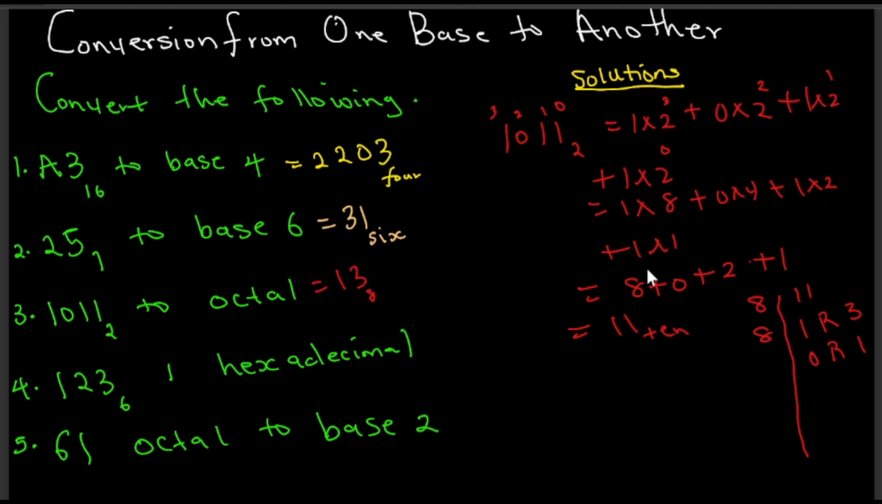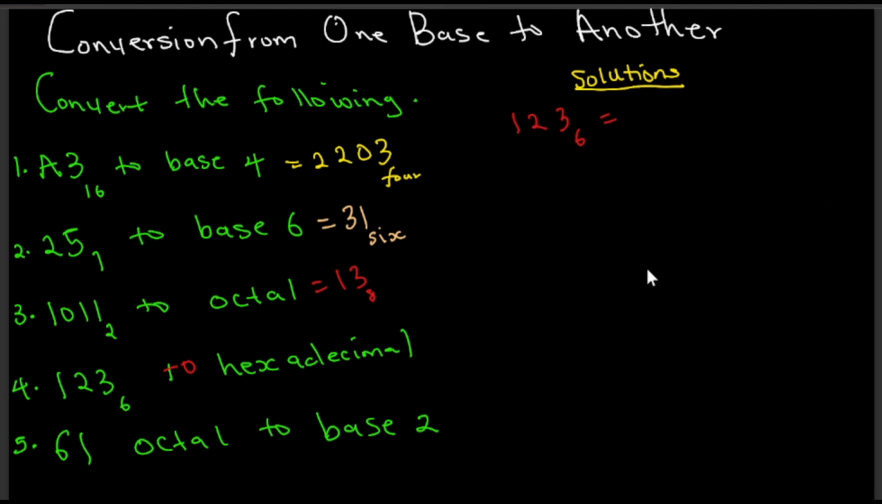Alright, so next one says, convert 123 base 6 to hexadecimal. Okay, let's wipe this off. Our first step is to convert 123 base 6 to decimal. So the positions are 0, 1, 2. 1 times 6 to the power of 2 plus 2 times 6 to the power of 1 plus 3 times 6 to the power of 0.